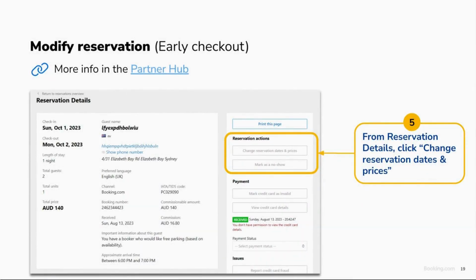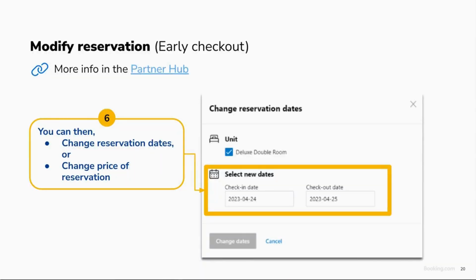On the right side of the page, you will see reservation actions. Click on the Change Reservation Dates and Prices button. The pop-up will then give you the option to input the new dates. Once you're sure the information is correct, simply click on the Change Dates button to confirm the selection.